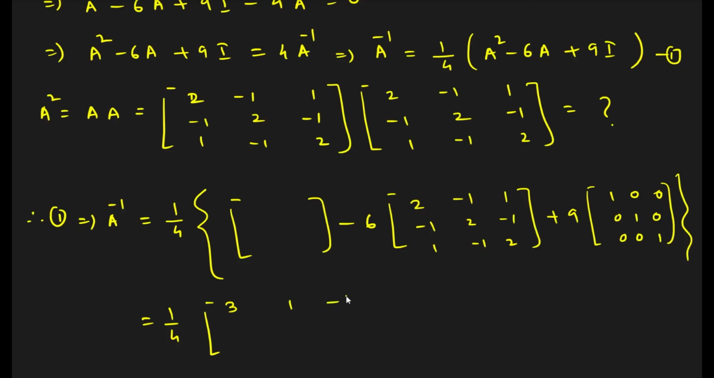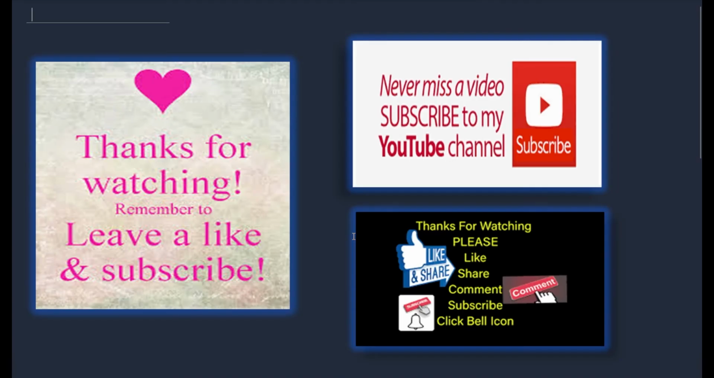After calculation, you will get this answer: 3, 1, minus 1, 1, 3, 1, minus 1, 1, and 3. If you are getting a different answer, then kindly write in the comment box and I'll check once again. I hope you understand the Cayley Hamilton theorem.